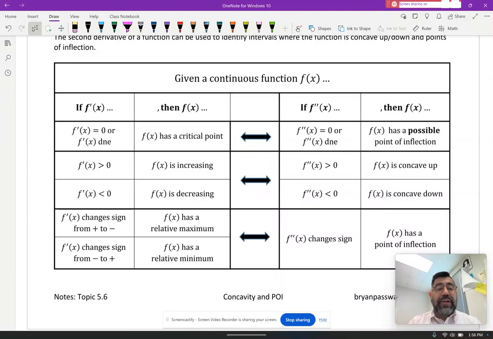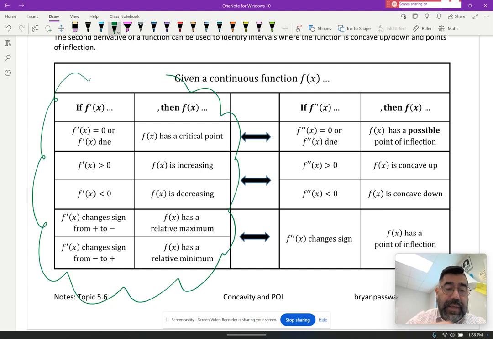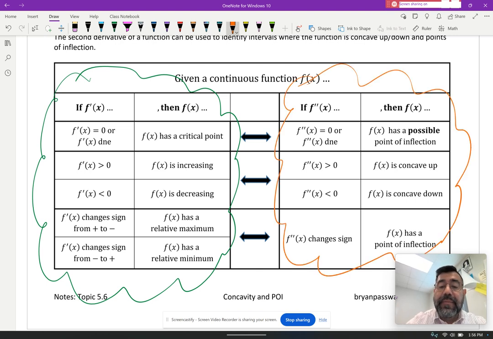Welcome back. This is video number 2 of concavity and points of inflection. We are given this nice table that organizes some of the information that we've already done over here, and then some information that we're about to do over here. But it's written in a way where we can make connections so that we can remember how to do things a little bit easier.